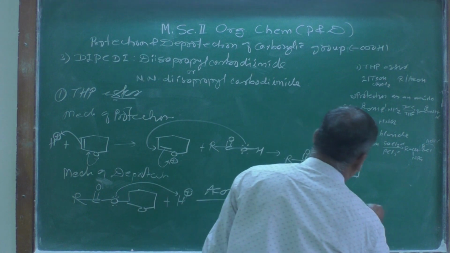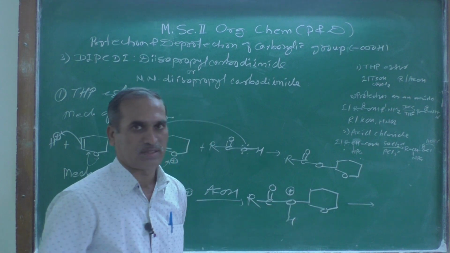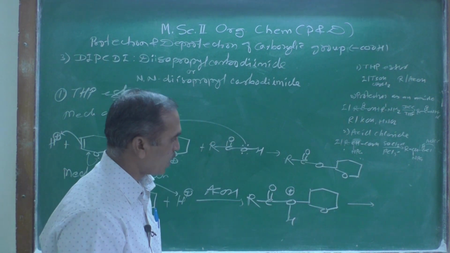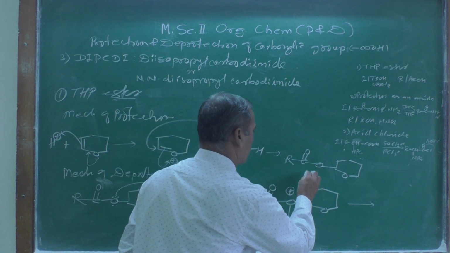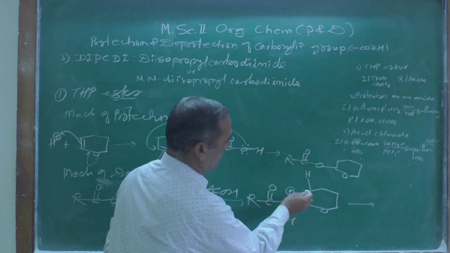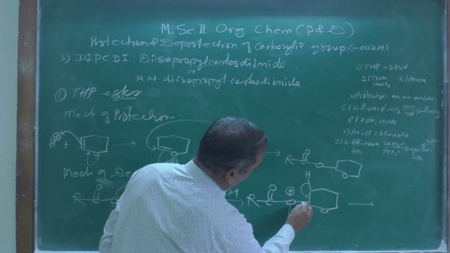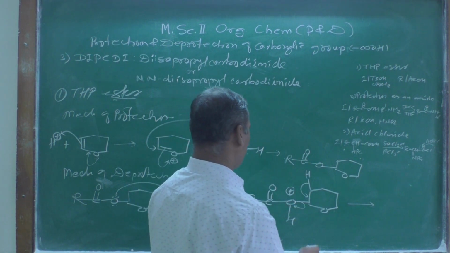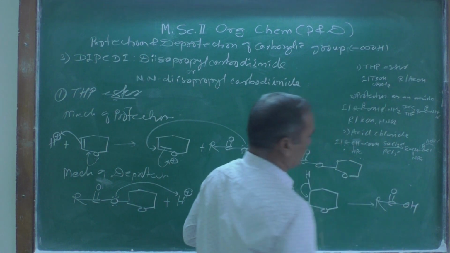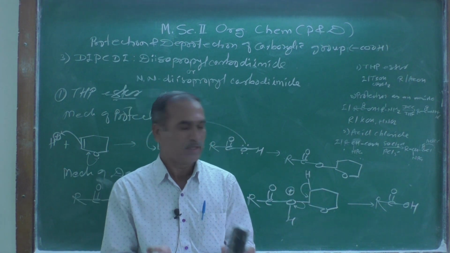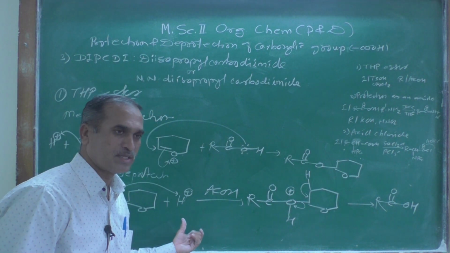And now in the next one, as I already told you, whenever the positive charge comes on that oxygen atom, that species becomes highly unstable and tries to stabilize itself. For that it loses one proton from here, forming a double bond, and this positive charge gets neutralized. You are going to get the product R C double bond OH. So this is the mechanism of protection as well as deprotection.